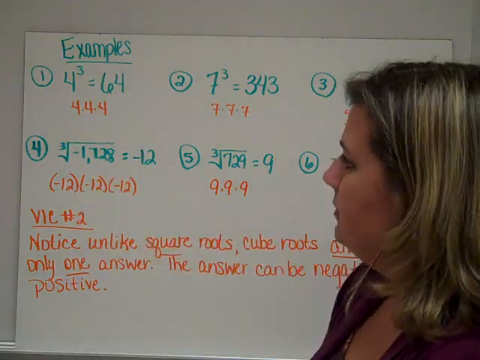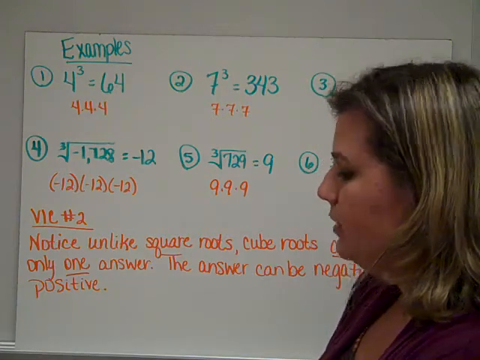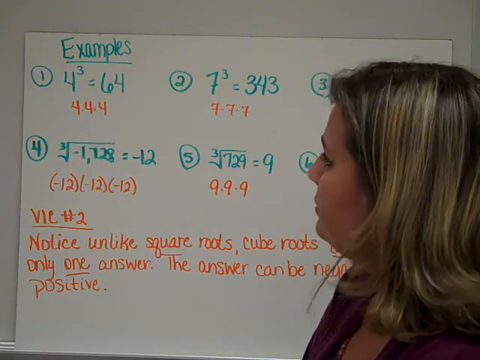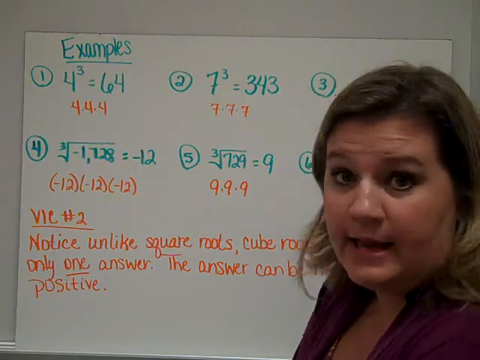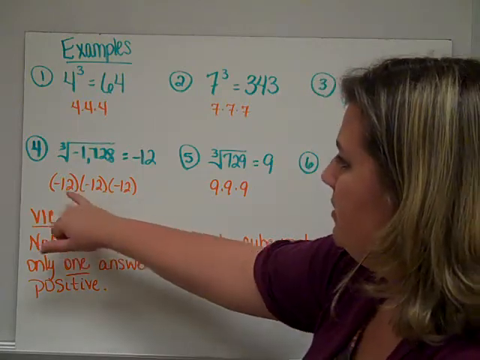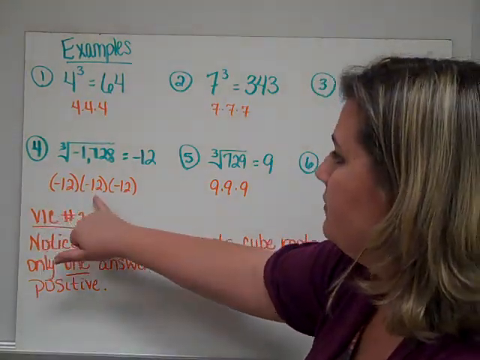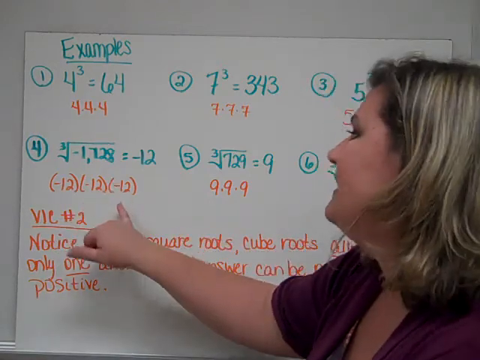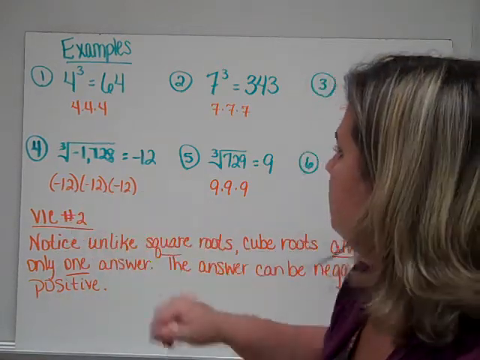Let's look at this example. This is the cube root of negative 1,728. That equals negative 12. So when we look at it, we know that negative 12 times negative 12 is positive 144, times negative 12. Okay.